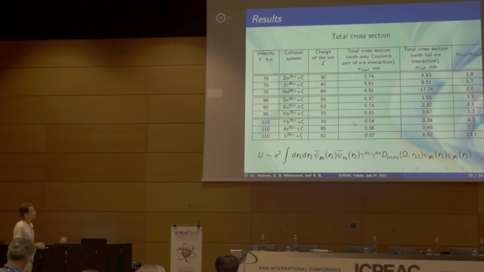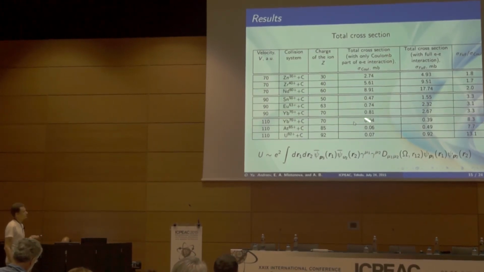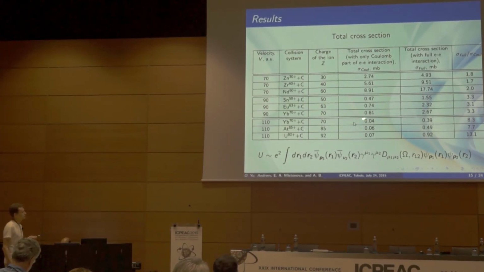Here are results for the total cross-section. In the first column is given the velocity of collision. The next two columns show the collision system and the charge of the nucleus. This column gives results calculated with disregard of the Breit interaction, so only Coulomb interaction is taken into account. And here the Breit interaction is taken into account. And here is the ratio of these results. And we see that for large impact energies, taking into account the Breit interaction may increase the cross-section even by an order of magnitude.